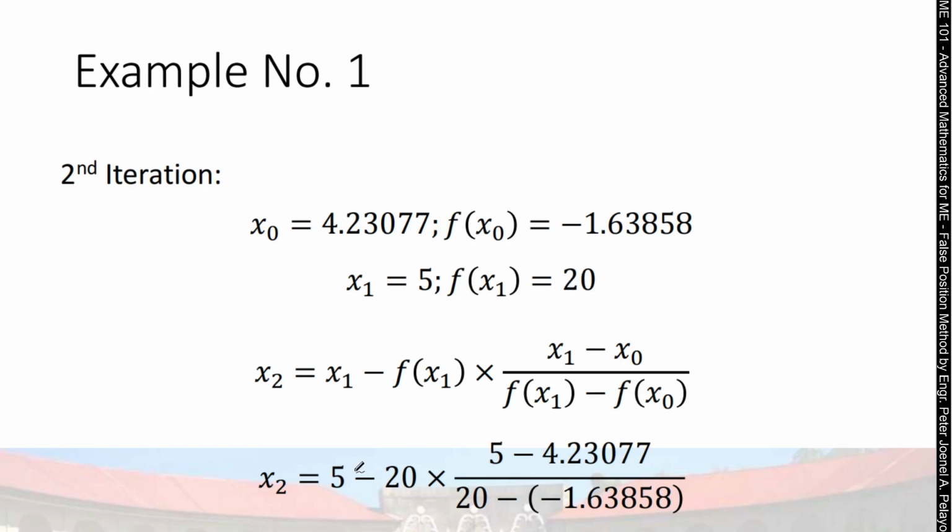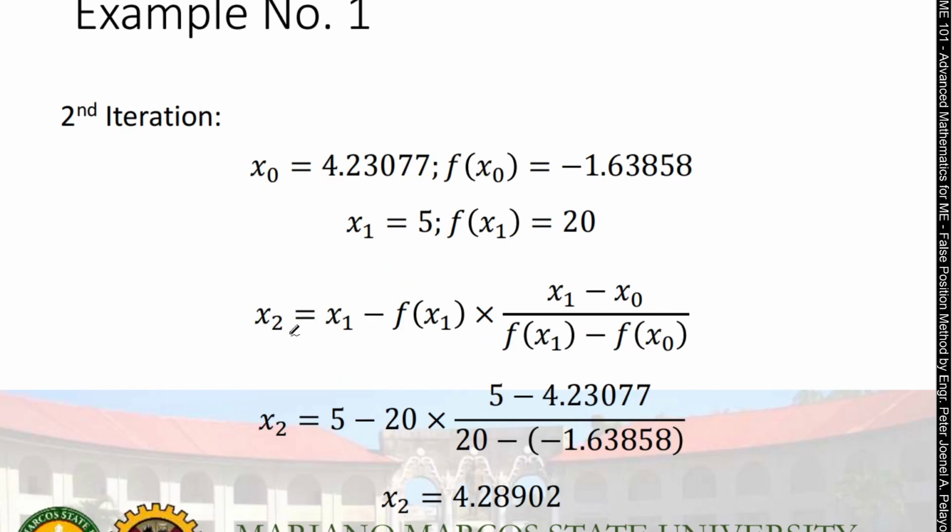So, formula, X2 is equal to X1 minus f(X1) times X1 minus X0 all over f(X1) minus f(X0). So, X2 natin is 5 minus 20 multiplied by 5 minus 4.23077 all over 20 minus the negative of 1.63858. So, X2 natin will equal to 4.28902.